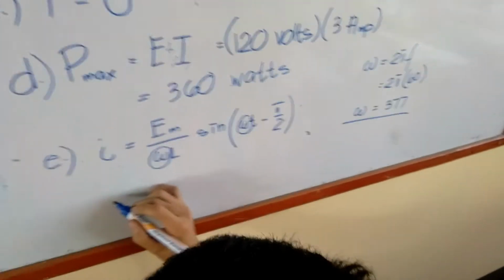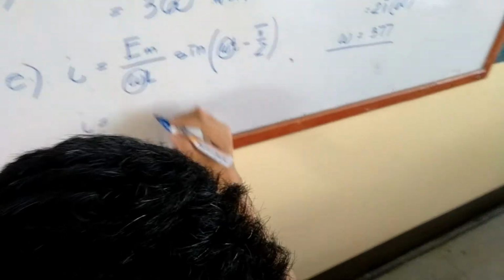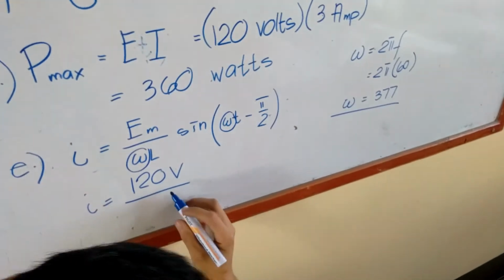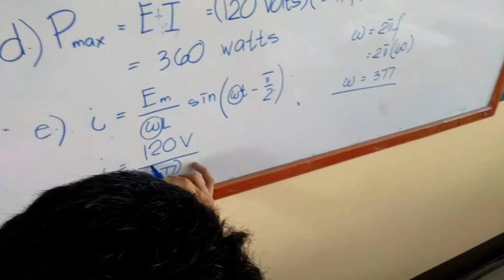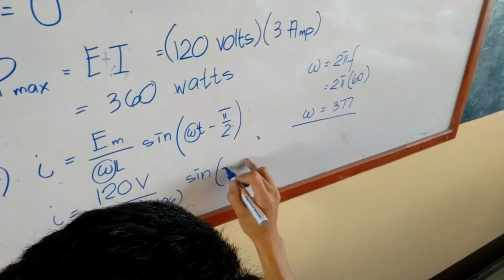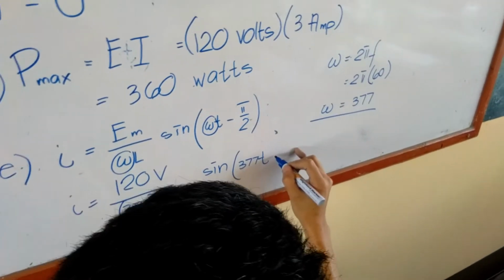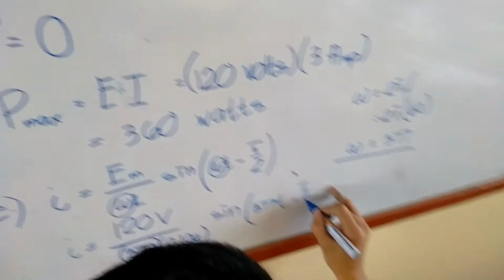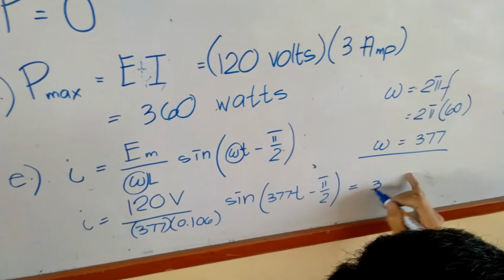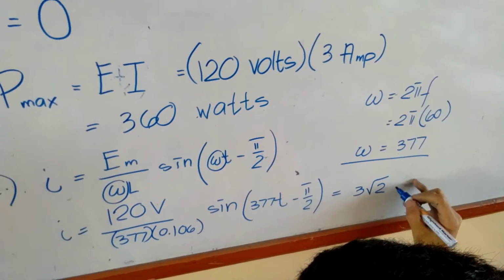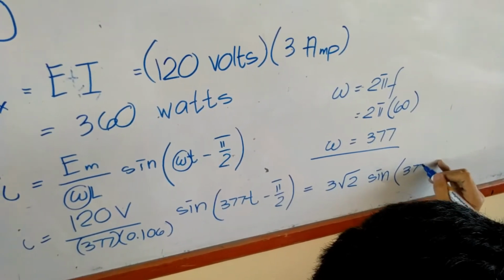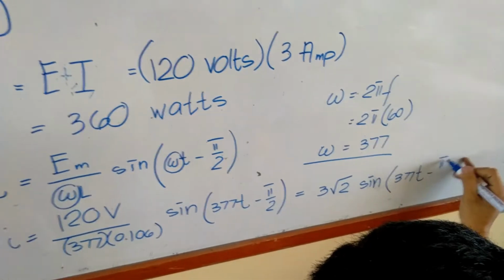So substituting the value, we have I is equal to 120 volts over 377 times 0.106, times sine of 377t minus pi over 2, which is equal to 3 square root of 2 times sine of 377t minus pi over 2.